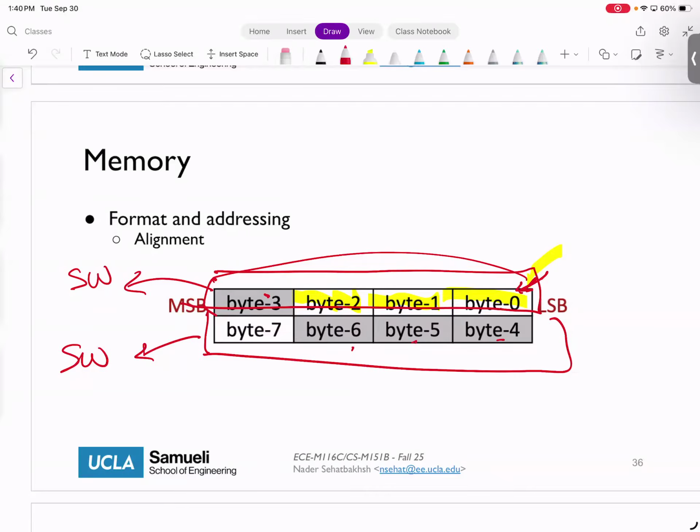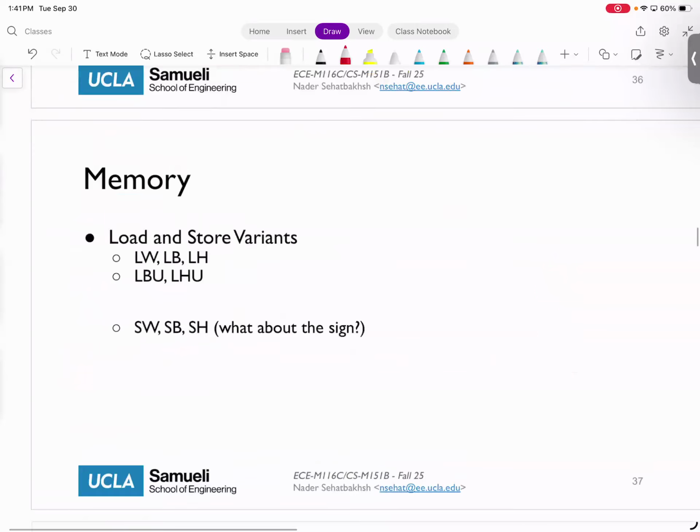Yeah, so the question is about the mapping here. Yes, the gray ones are the ones that we actually want to write. So I want to write 3, 4, 5, and 6. It's the programmer's job, right? So you, as a programmer, need to figure this out. Any other questions? Okay.